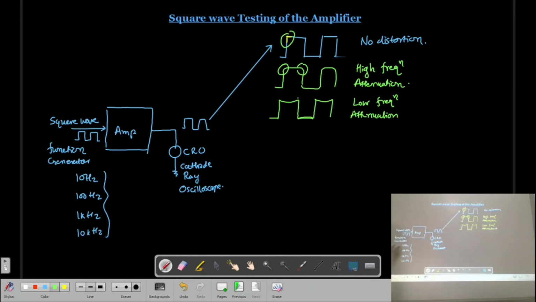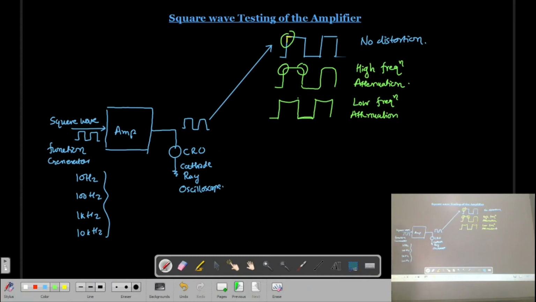Means when you are applying 100 Hz, then the next lower frequency is 300 Hz, and then next is 500 Hz. The 100 Hz and the 300 Hz are not amplified properly, but from 500 Hz onwards we have the proper amplification. So this is known as a low frequency attenuation.